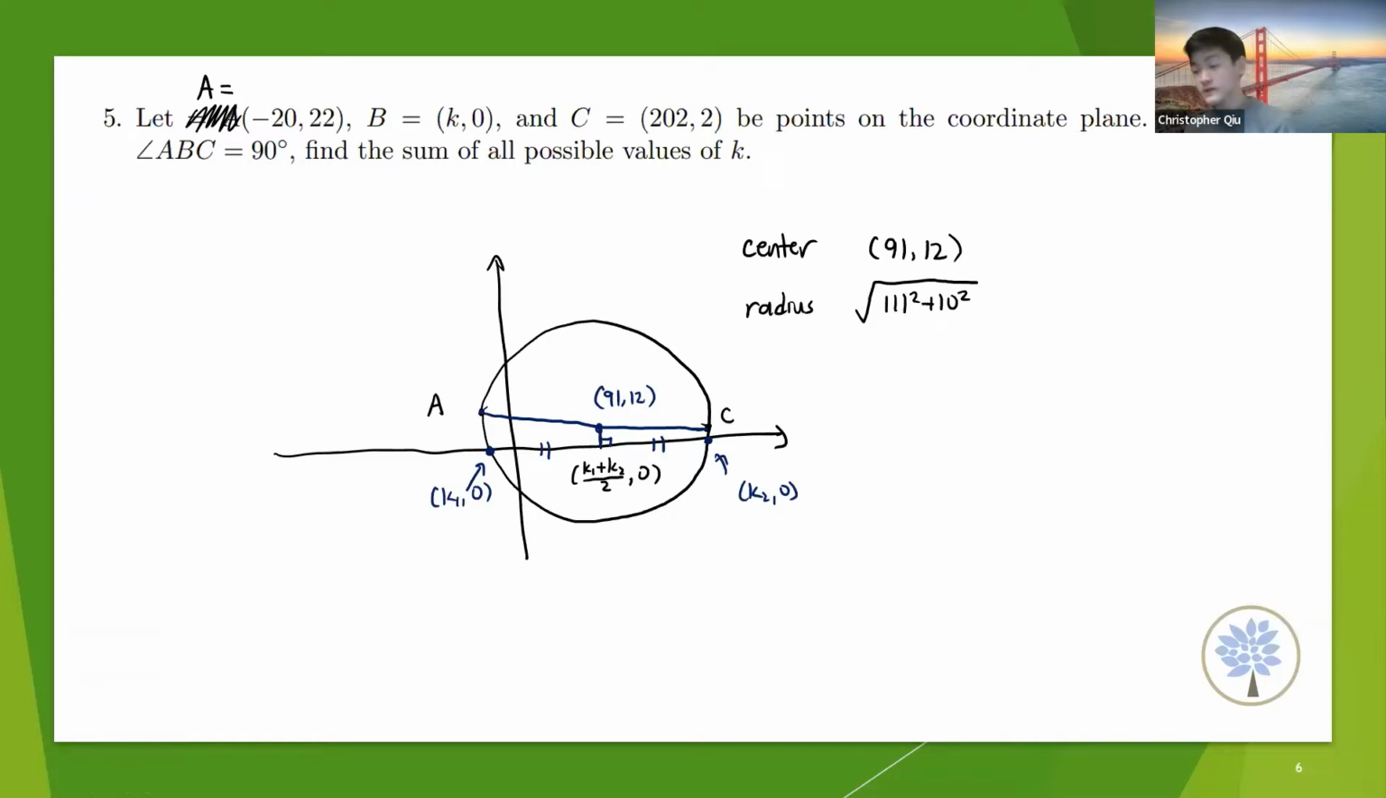And then we also know that this point has the same x-coordinate as the center of the circle, which is 91, which is 91, 12. So we have k1 plus k2 all over 2 is equal to 91. And so k1 plus k2 is equal to 182. And since we want to find the sum of all possible values of k, this is the final answer, and we're done.